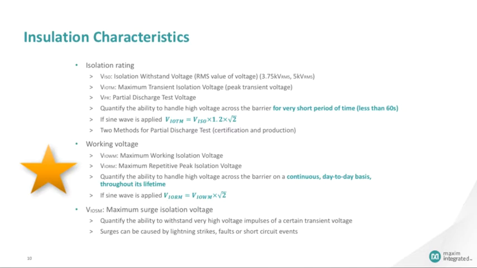VIO-RM is defined as the maximum repetitive peak voltage that an isolator can withstand. VIO-WM is defined as maximum RMS or DC voltage. For sine stress voltage, VIO-RM and VIO-WM are equivalent. VIO-SM is the surge voltage rating for protecting against high voltage transient events.